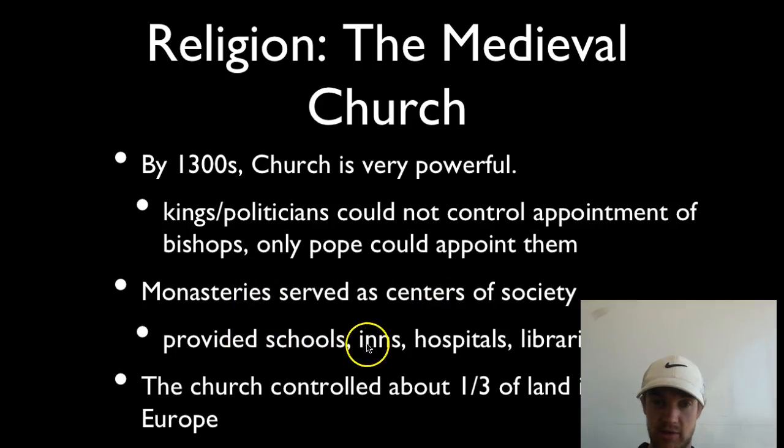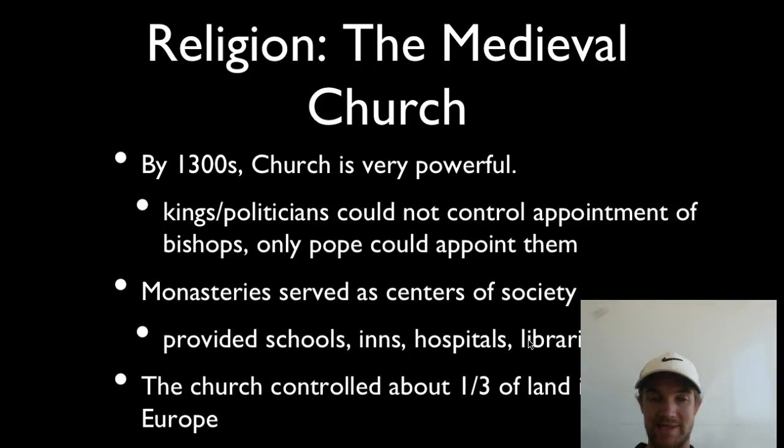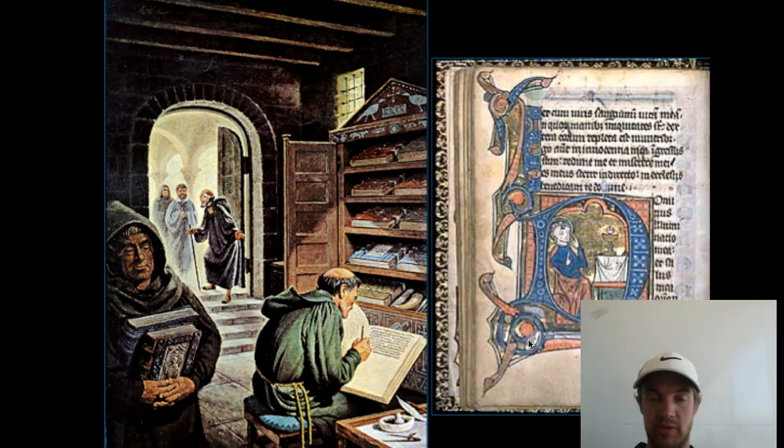So monasteries serve as centers of society. They provide schools, inns, hospitals, libraries, and the church also controls a huge portion of the land in Western Europe. A third of all land is owned by the church. These things mean power. Education, information, land, all these things equal money. So the church has become very powerful by the 1300s, and they're going to clash, and we're going to see it in the next couple units and this unit with the state, the government, as they compete for power.